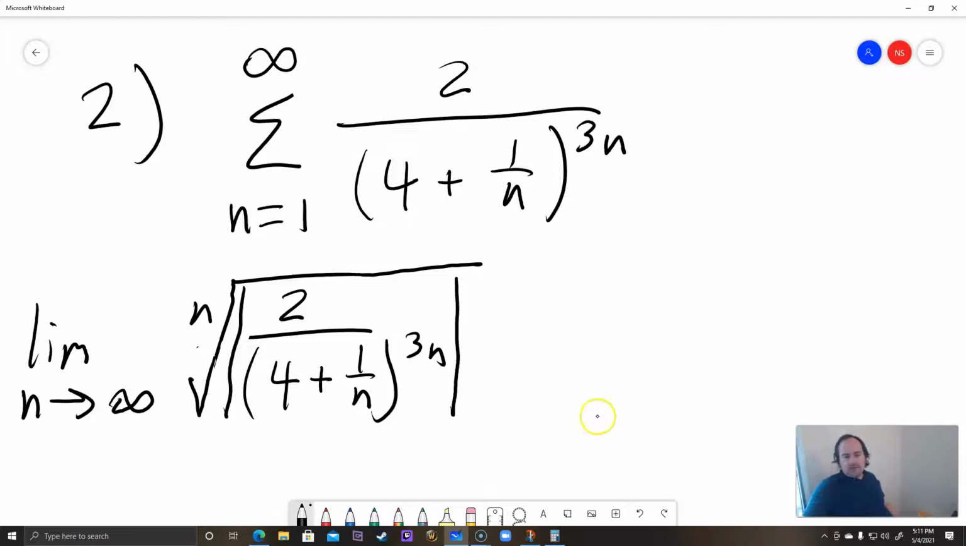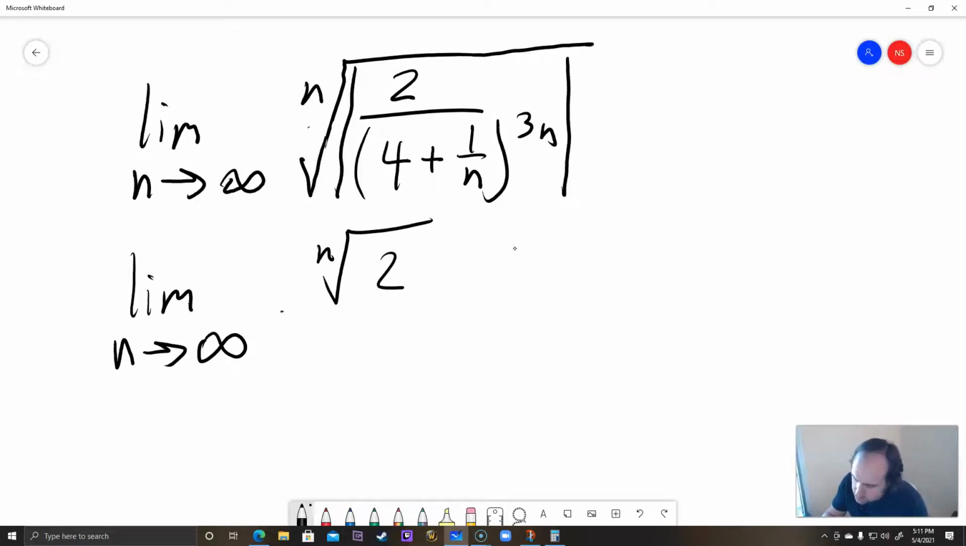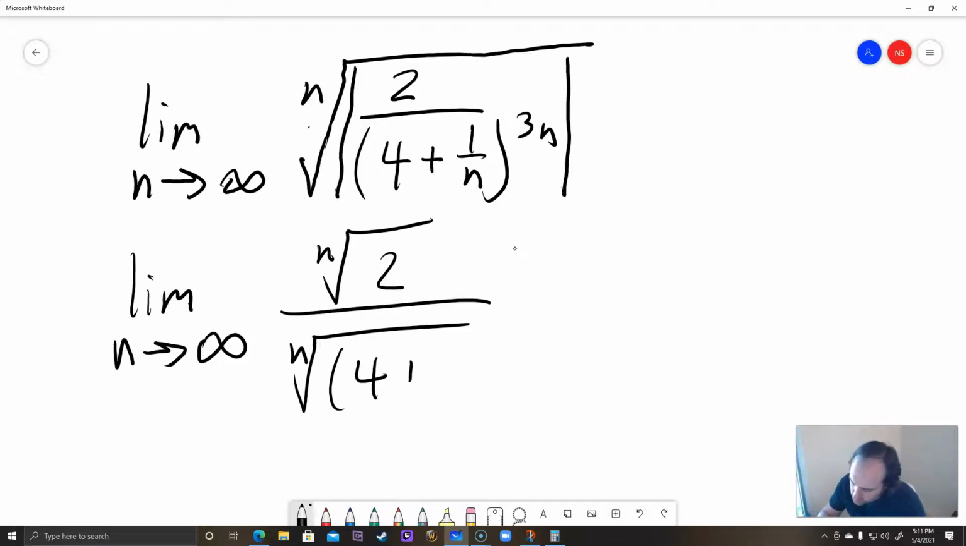Okay, but just like with the last problem, we don't need the absolute value because we're taking the limit as n goes to positive infinity. So in the numerator, absolute value of 2 is just 2. And in the denominator, this is always going to be positive, so we don't need an absolute value because it's already positive. Now we just have the limit as n goes to infinity of nth root of 2 in the numerator, and then in the denominator, we have nth root of the quantity 4 plus 1 over n, quantity to the 3n.